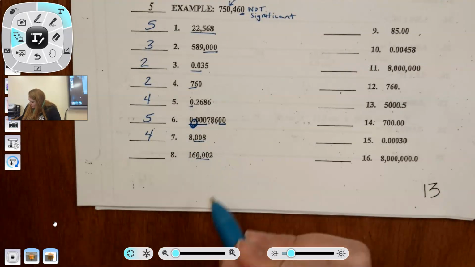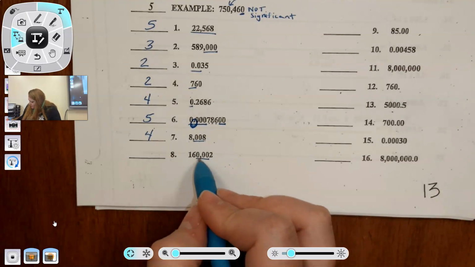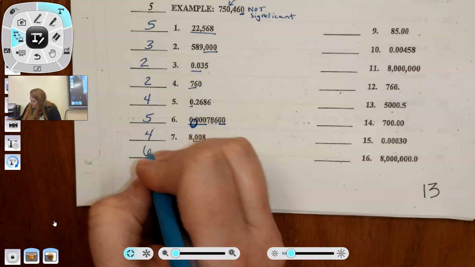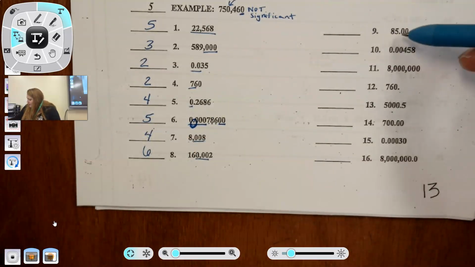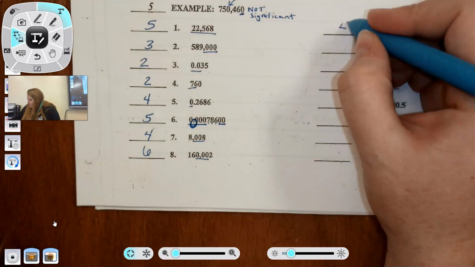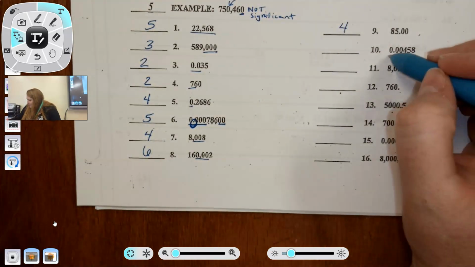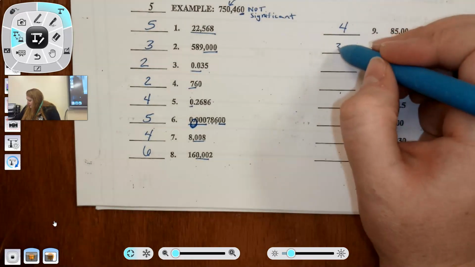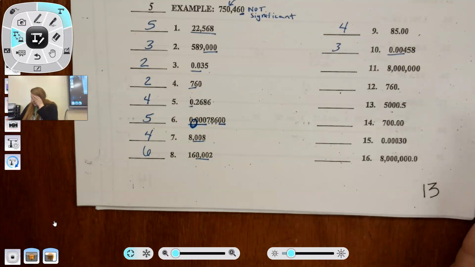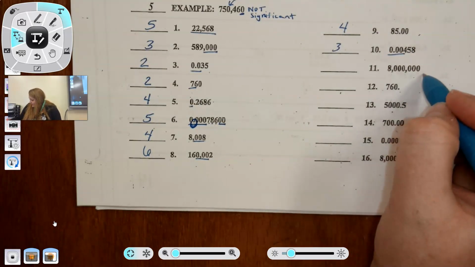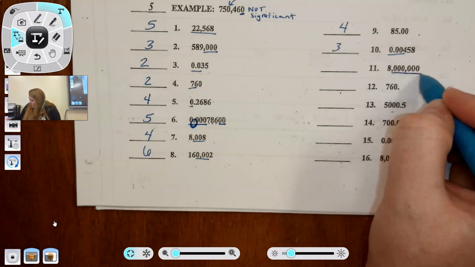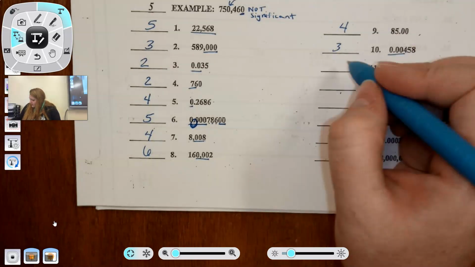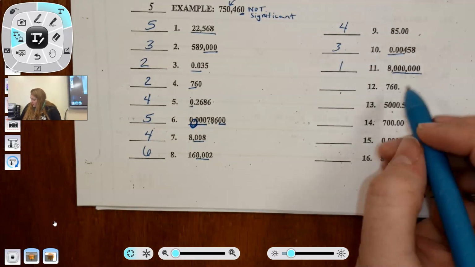These are sandwich zeros. They are significant. 6 sig figs. Here's a decimal, so these trailing zeros are significant, so that's 4 total sig figs. These are leading zeros, so they're not significant, so there's only 3 sig figs in number 10. Number 8 here, there's not a decimal, so none of those trailing zeros are significant. So there's only 1 sig fig.